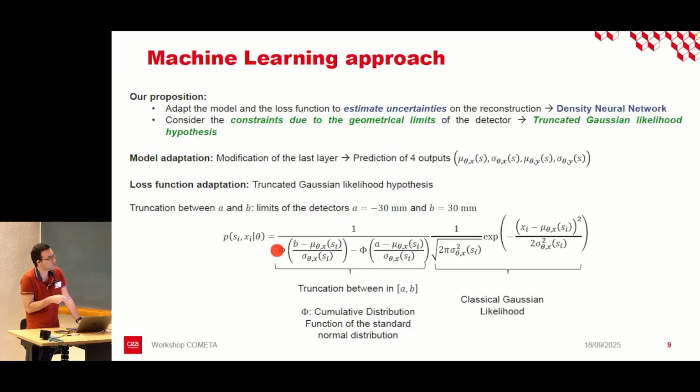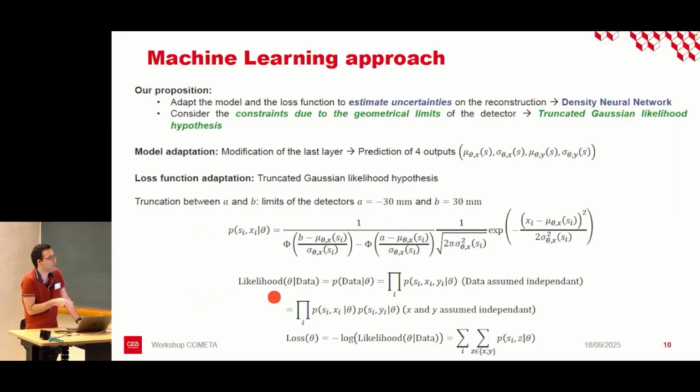So then we can write the likelihood of an event to occur at some position x if the signal that is registered is S, and here is the truncated Gaussian likelihood that is represented. You can find here the truncation part, and here the Gaussian likelihood, the classical Gaussian likelihood. Based on this, we can derive the likelihood of the parameters according to the data.